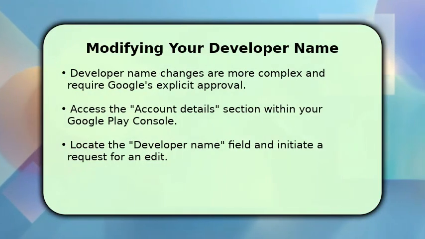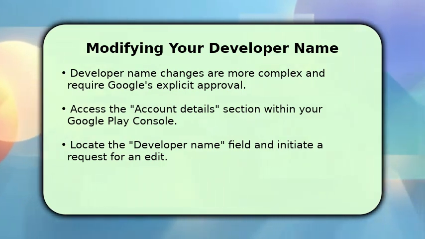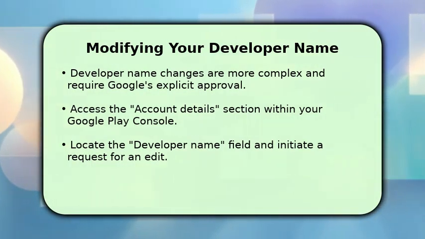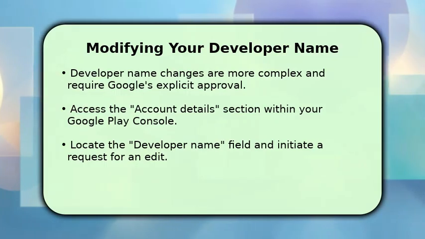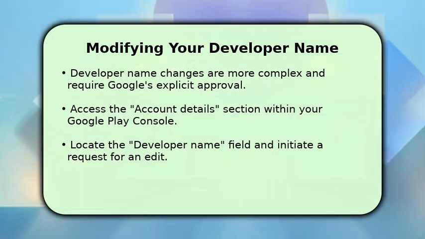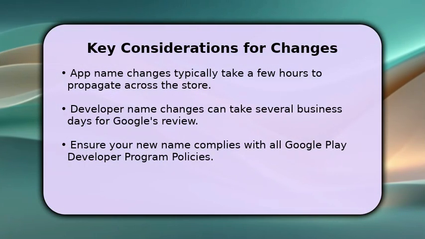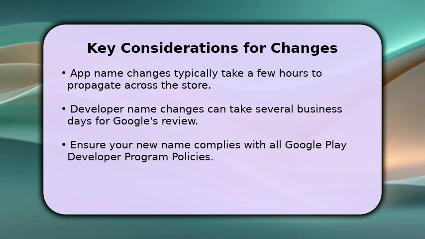Changing your developer name is a more significant process, requiring Google's approval. From your Play console, navigate to the Account Details section. Within this area, you will find the developer name field. To request a change, you'll need to follow the prompts to submit an edit request. Be prepared to provide a clear and valid reason for the name modification, as Google reviews these requests carefully before granting approval.